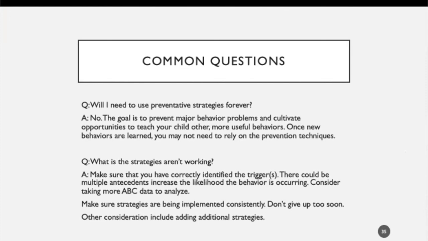Another question is what to do when the strategies aren't working. And as I said before, make sure that you're consistent, make sure that you follow through and stick with the strategies for a period of time. And then if they're not working, you might consider looking back at your ABC data to see what other triggers might be causing the behavior, or if there are other patterns that you might notice, so that you can choose your strategy more effectively. Or you can also add on strategies, right? So if you're using a visual schedule, you may also want to use a timer, or you may also want to use warnings. There are a variety of different strategies that you can use together.